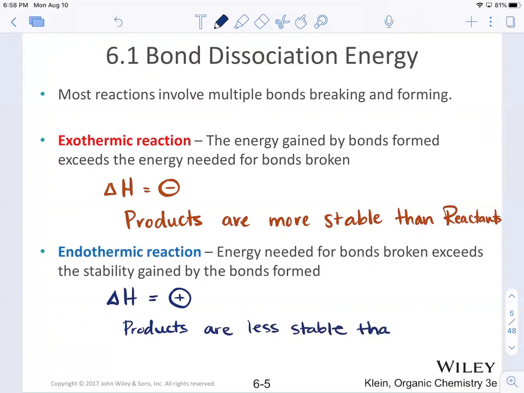That doesn't mean that the reaction won't happen, right? Delta H is not the only thing to consider in our life here of thermodynamics, but it is a good first step. And so when we talk about delta H, it's really important to remember exothermic versus endothermic and what that means in terms of product to reactant stability.